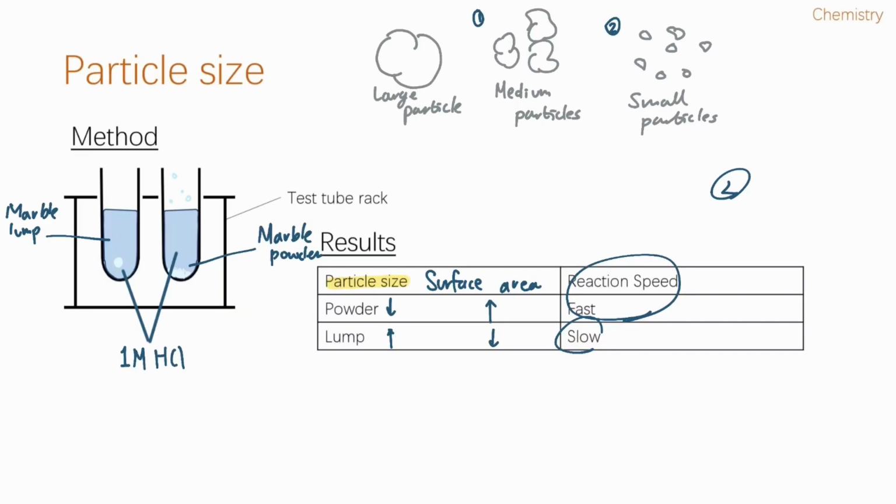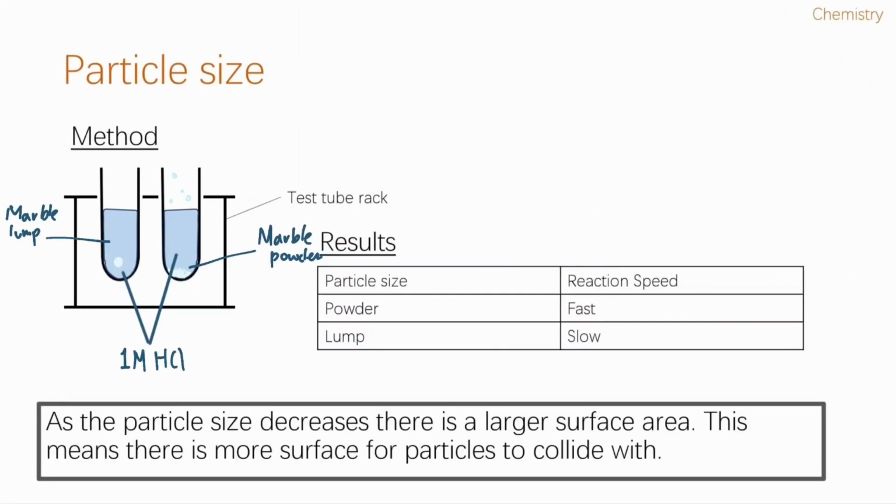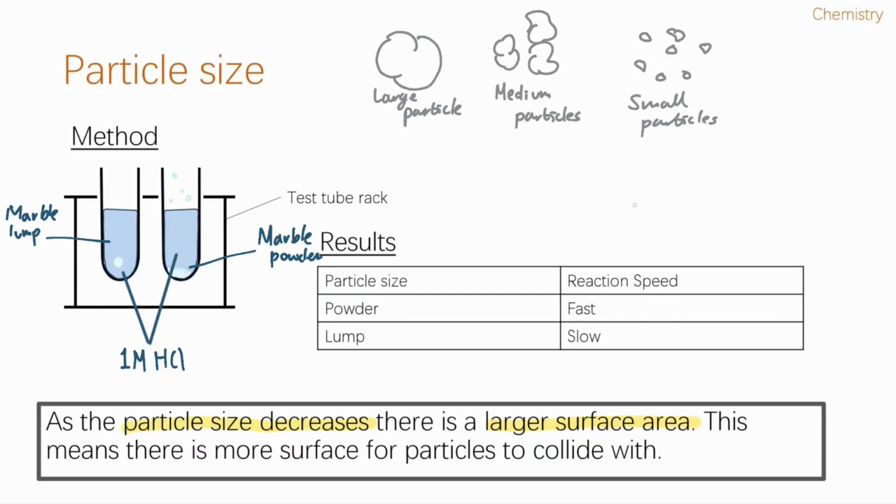As the particle size decreases and the surface area increases, the reaction performs much faster, and we normally want it to perform faster. Another key point for particle size: as the particle size decreases, there is a larger surface area. This means there's more surface for the particles to collide with, therefore the rate of reaction increases. Always remember the popcorn diagram.